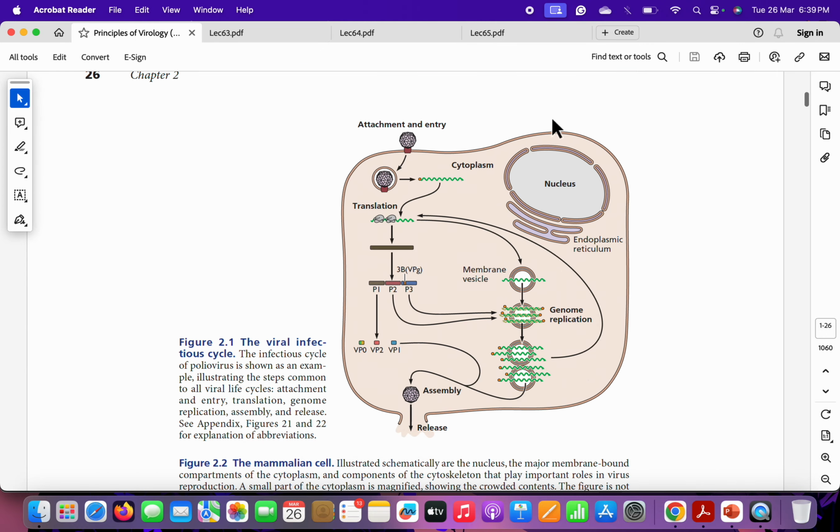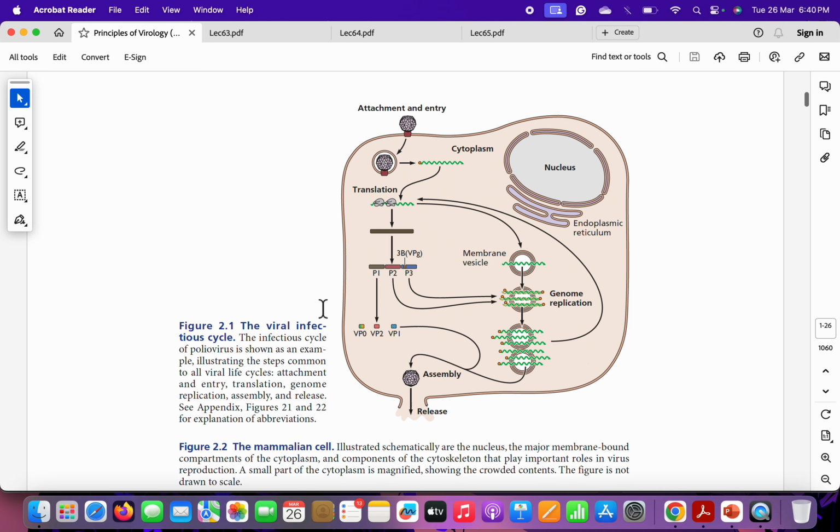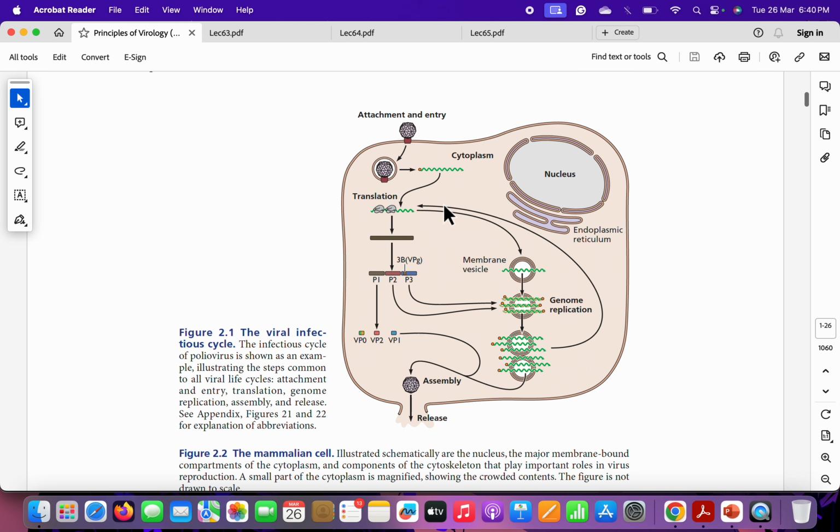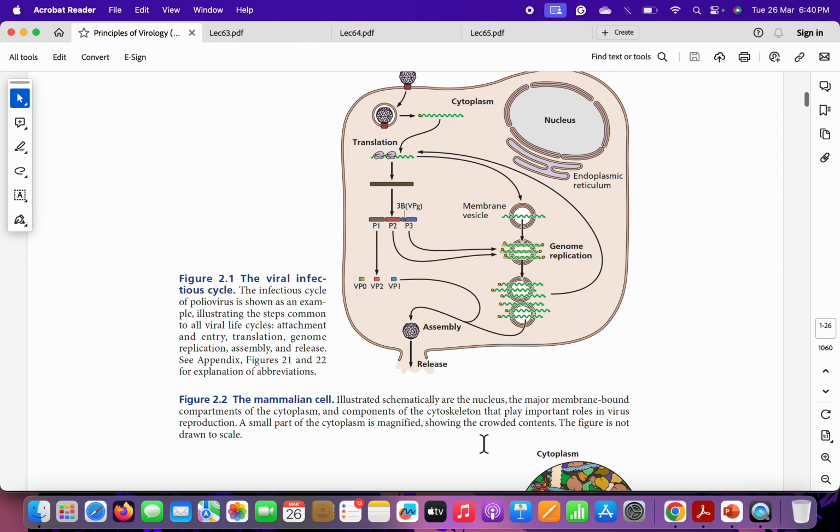In a simple infectious cycle of a virus, the first step is attachment and entry. The virus attaches to the cell membrane and then enters. This is a viral infectious cycle; the infectious cycle of poliovirus is shown as an example. After entering, it releases its genome, and then the genome gets translated, replication happens, protein production happens, and then it gets packaged into a full virion and is released.